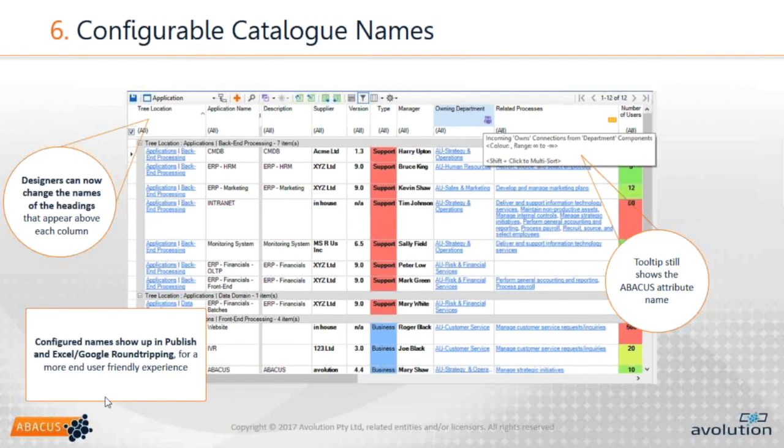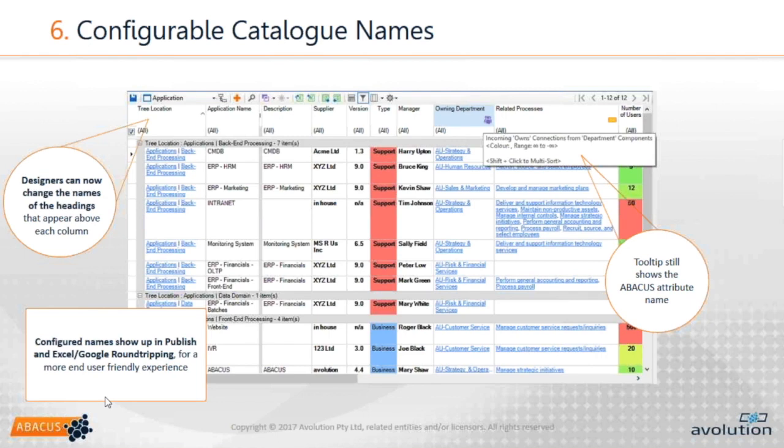We can look at configurable catalog column names. Previously, obviously, you could configure a catalog to show any columns that you liked, but the names were using a standard format that we had. So certain things had pre-canned names like hierarchy path or name. There were other things like properties, and it just showed the property name. And then for attached components, it had a special convention which showed something along the lines of incoming owns relationships from department components. So it was quite verbose and difficult for a lot of stakeholders to understand if they weren't familiar with the ABACUS model itself.